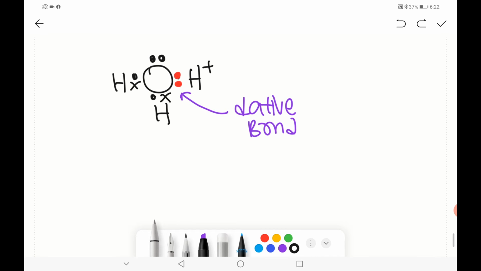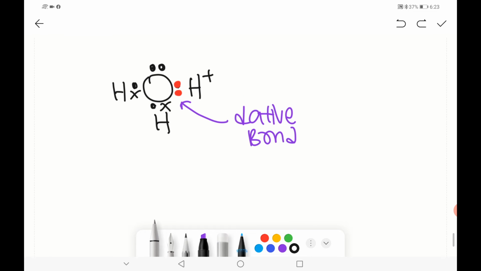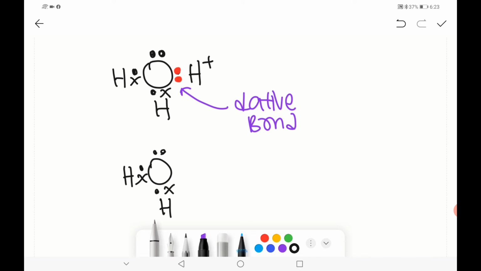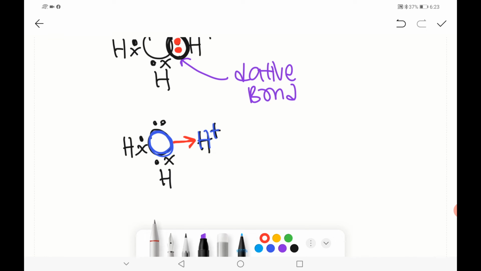Okay, so another alternative way to draw is this. You also can draw like this. In some of the books, they also draw like this. So this pair of electrons is contributed by oxygen and shared with the H plus. So oxygen contributes the electron to share to the H plus. The electron goes from oxygen and is given to the H plus. So this is another way for you to draw the diagram.